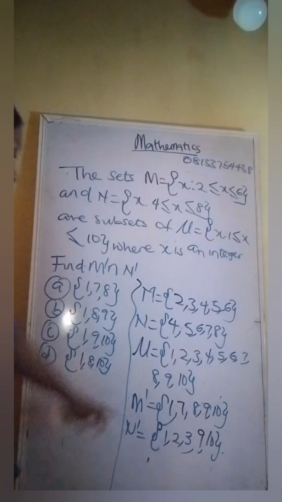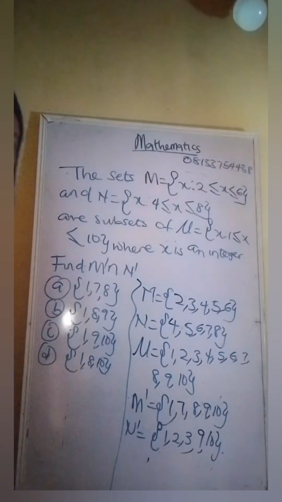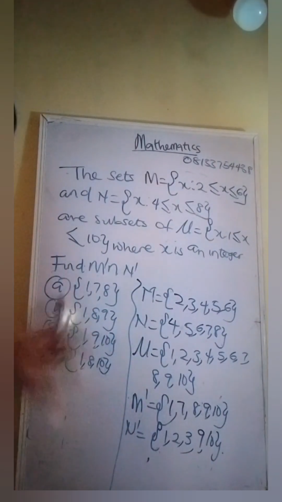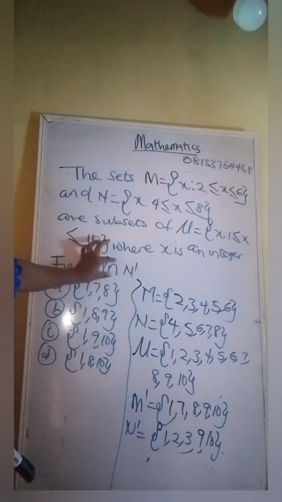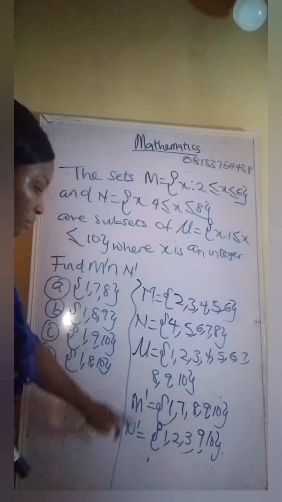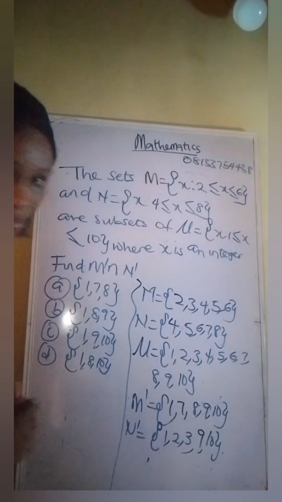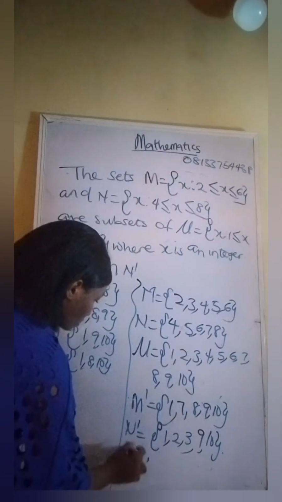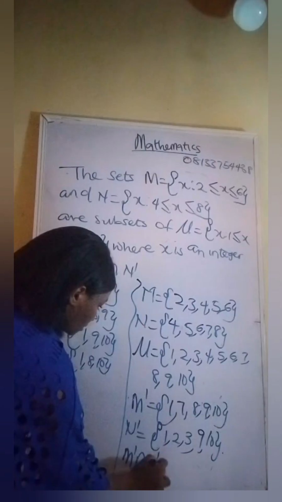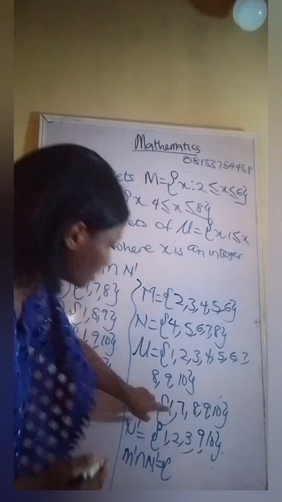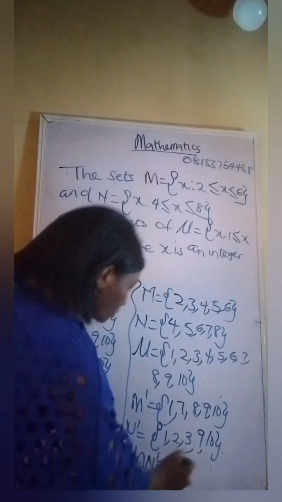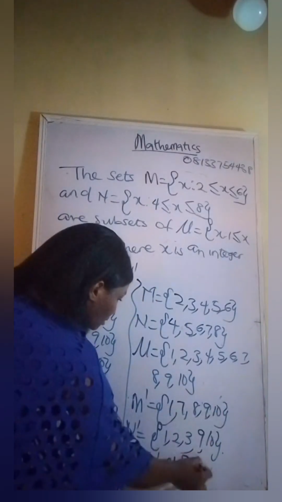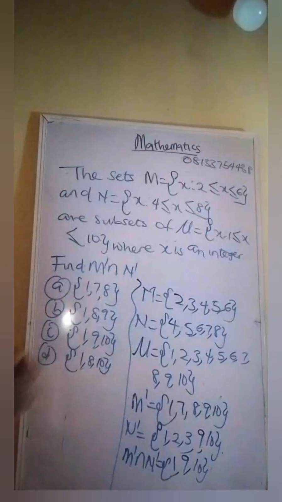So let's see now. So the m complement intersect n complement is the final one now. Intersect is something that is common. What is common between m complement and n complement? The numbers that are common. So let's write it out now. M complement, n complement. If you look at it, 1 is common. 9 is common. And finally, 10. So that is 1, 9, 10. So the answer is this.